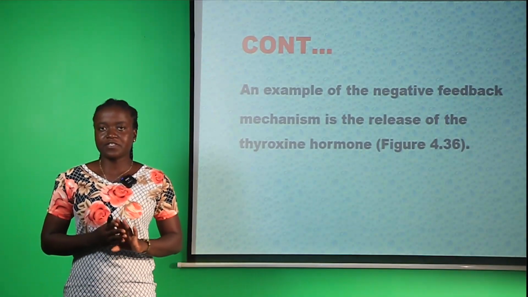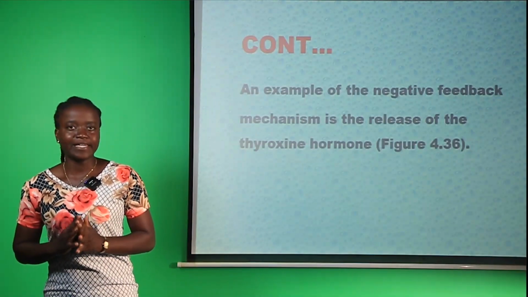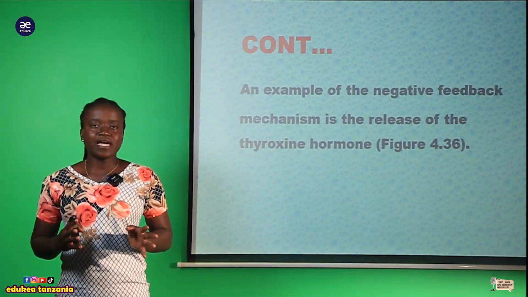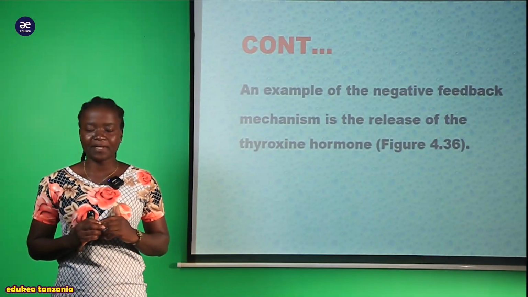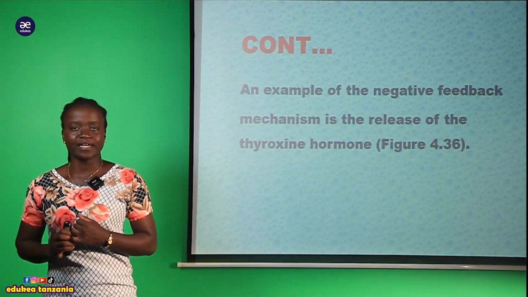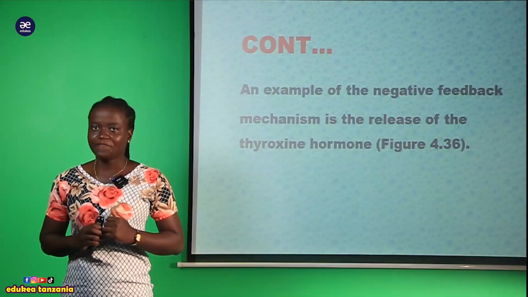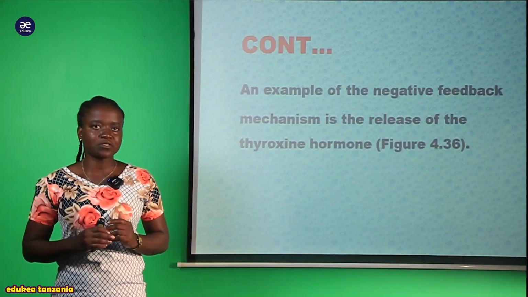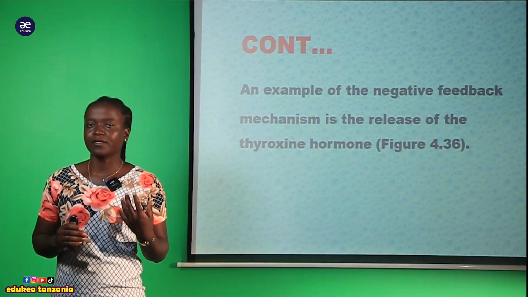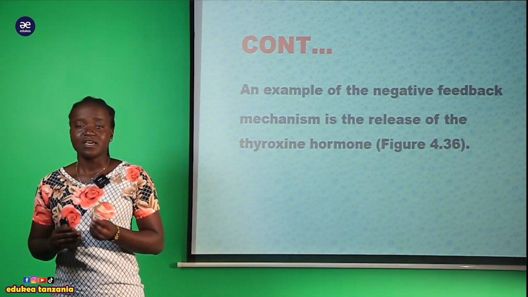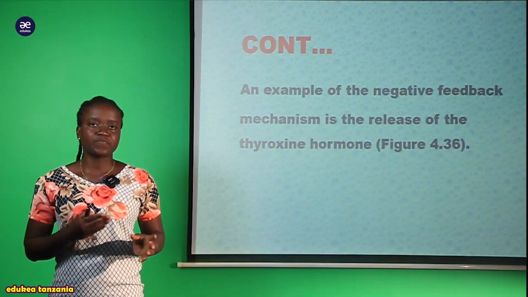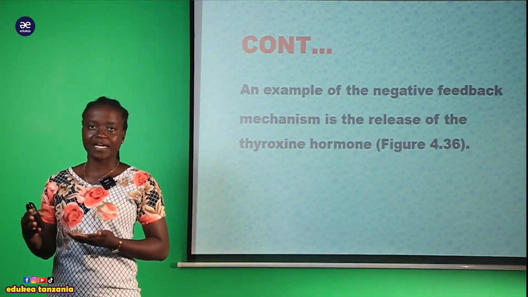My students, we have proceeded looking at the feedback mechanism, and we have said that within the feedback mechanism we have only two kinds: the negative feedback mechanism and the positive feedback mechanism. We have seen that a good example of the positive feedback mechanism is the oxytocin hormone, which brings about positive feedback.